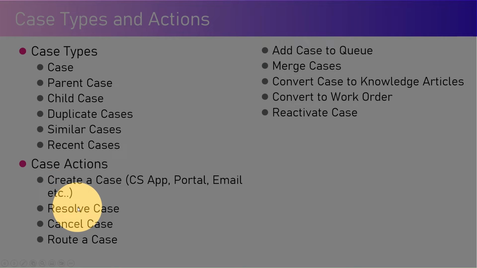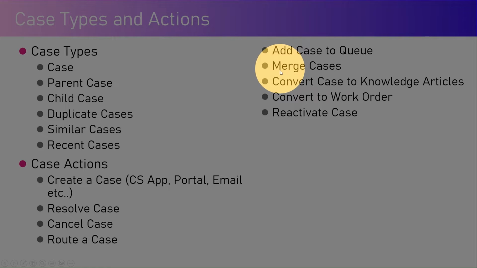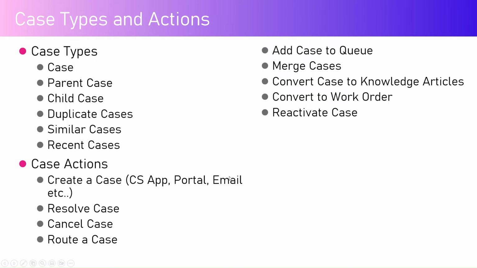You can resolve the case. You can cancel the case. You can route a case. You can add a case to a queue. You can merge cases, convert a case to a knowledge article, convert a case to a work order, and you can reactivate the case. So these are the various actions which you can perform against a case in the Dynamics 365 Customer Service application. Now, all these case types have different use cases.